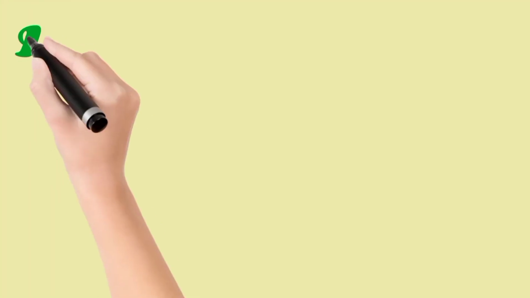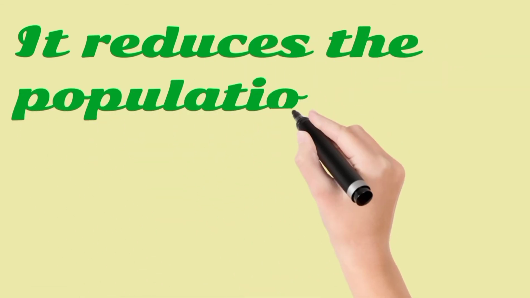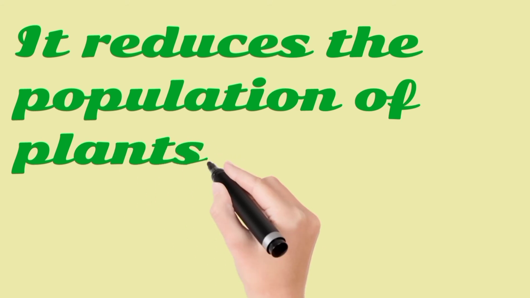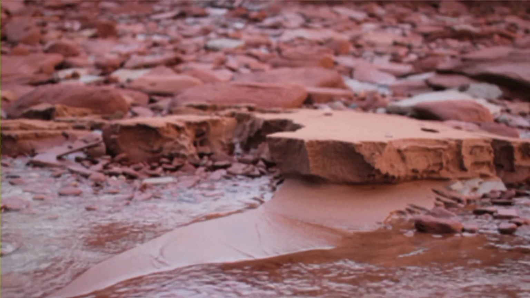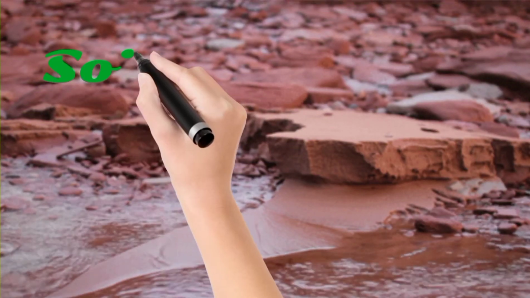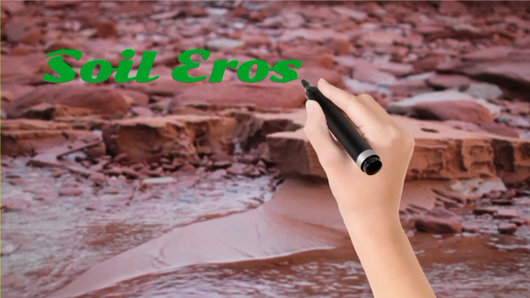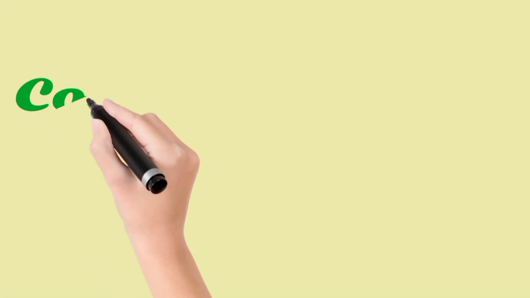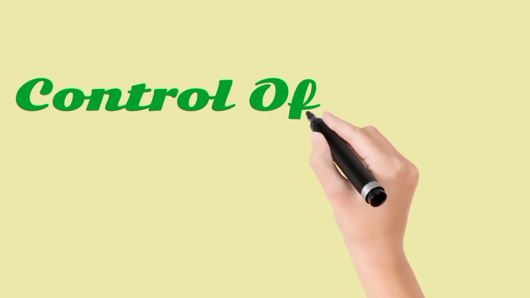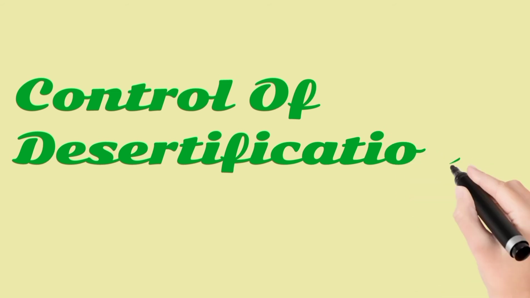So this is an effect of desertification. Then another effect is people will migrate to other environments, including plants and animals. So there will be low population in that environment. Desertification can also cause soil erosion, be it water erosion or wind erosion, because the land is empty. So how can we control this problem of desertification?